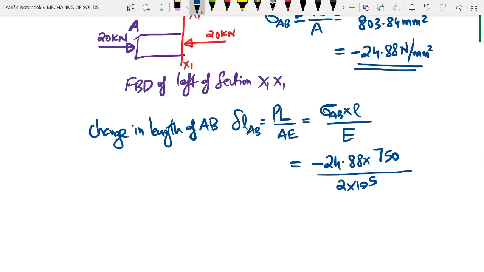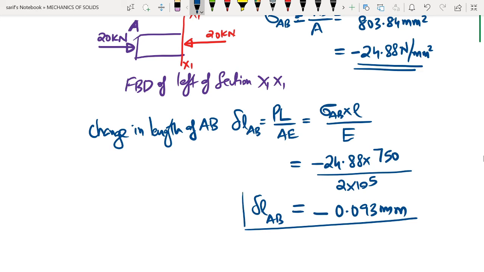You have to realize that every unit is either in Newton or in mm square. So we will get the value of the change in length of AB as minus 0.093 mm. The negative sign indicates that it is a shortening.